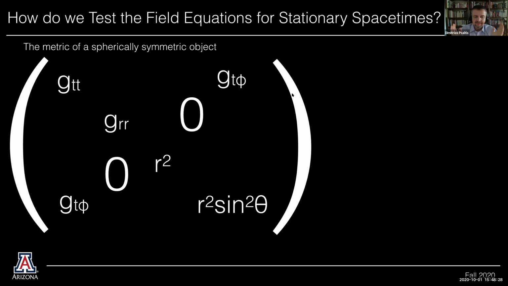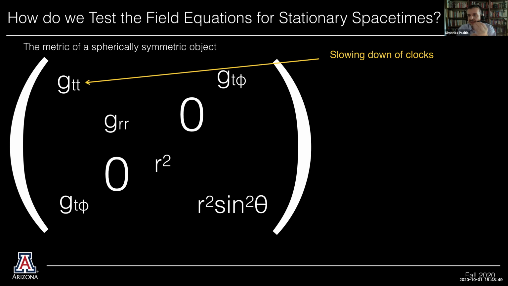So let's take a simple spherically symmetric object. So this is as quantitative as I'm going to be. This is the metric, right? It's mostly zeros. The diagonal is not zero, and there is one off-diagonal term. And one of those terms describes the slowing down of clocks in gravitational fields. The fact that if you put a clock near the sun, it's going to tick slower than if you put it far away.